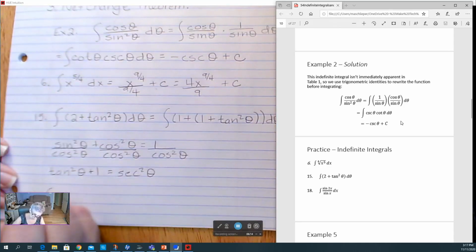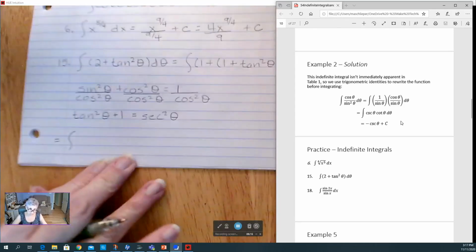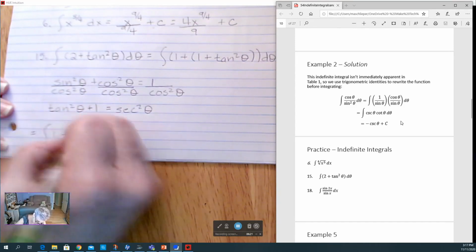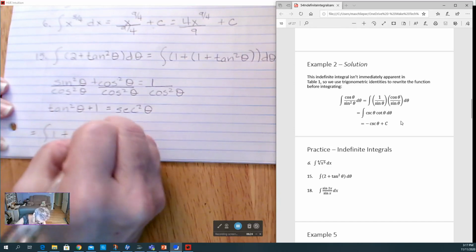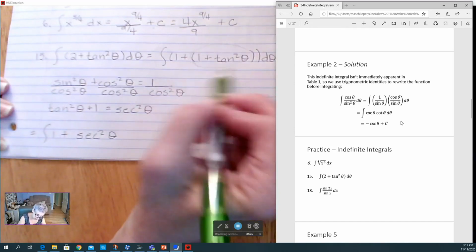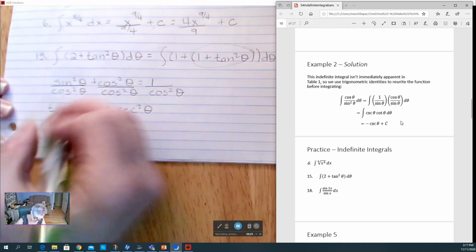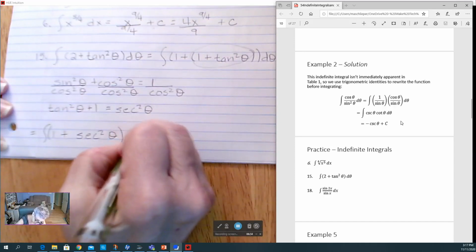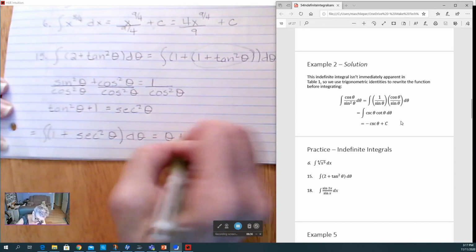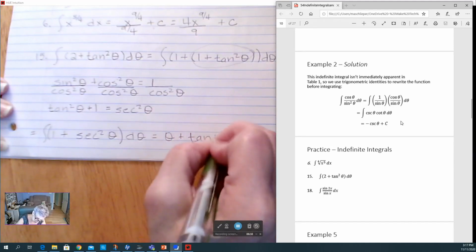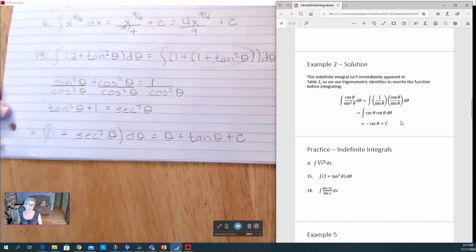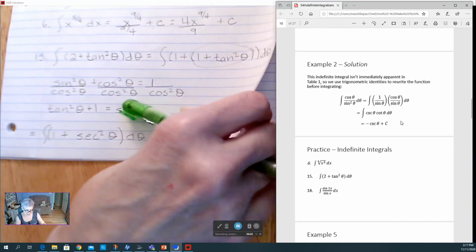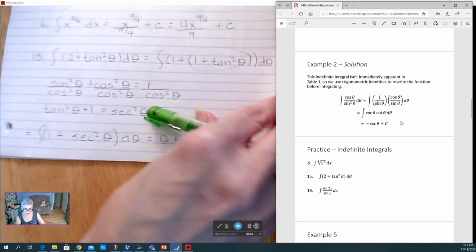Come down here. I'll replace 1 plus tangent squared with secant squared. So I replaced this whole thing inside the set of parentheses with secant squared, and I still had that 1 left out in front. So this is theta plus the tangent of theta plus a constant. Pythagorean identities, I do expect you to have memorized.